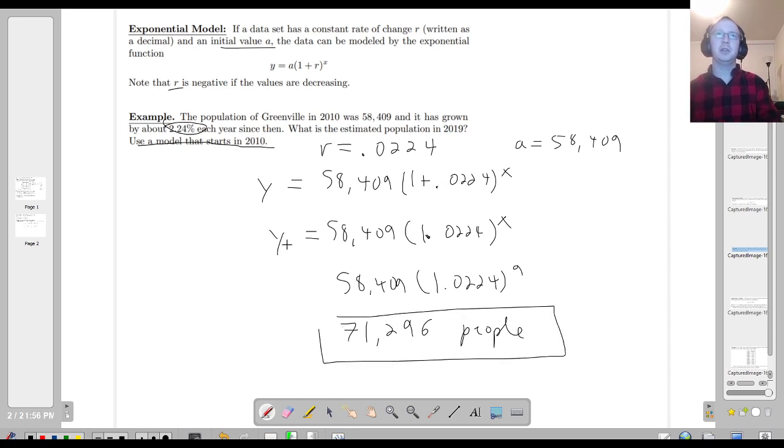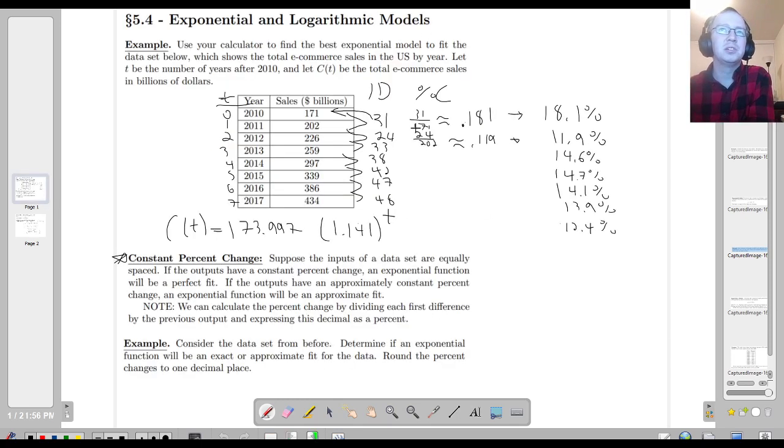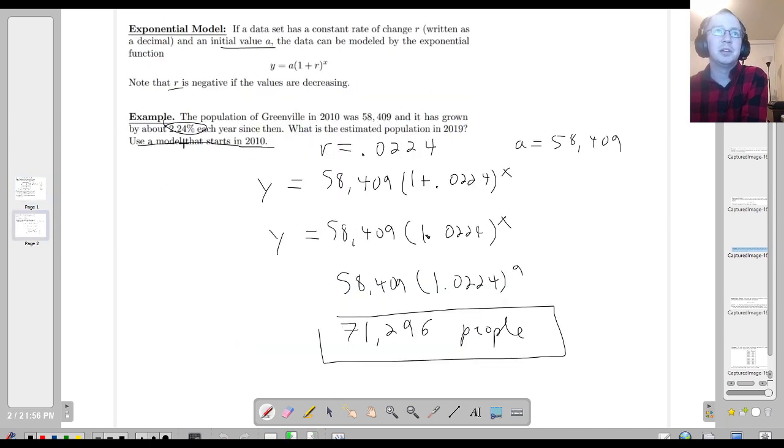Okay, so not only is percent change useful to help you decide if an exponential model is a good idea, if you're being told that there is basically a constant percent change, you can come up with the model, and you can use that to predict some values. Okay? Or another way we could use this, if someone gives you a model, you can use it to figure out what the percent change was.